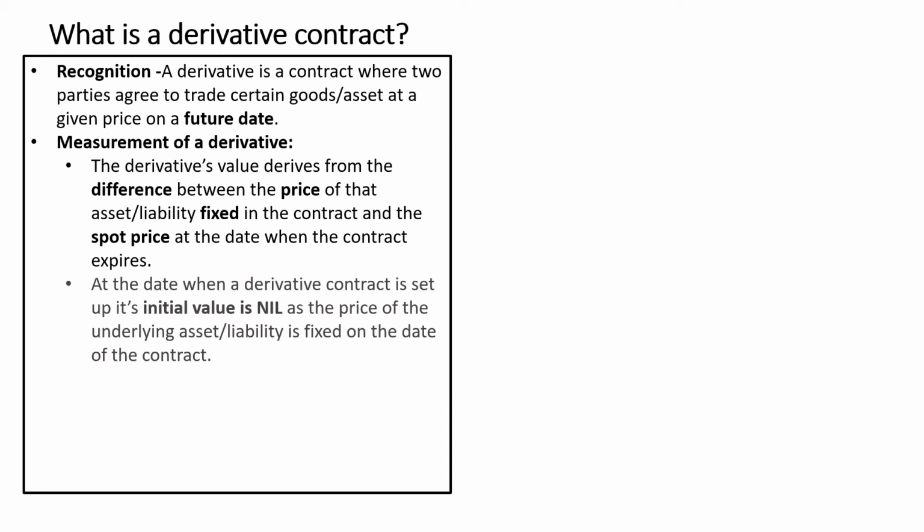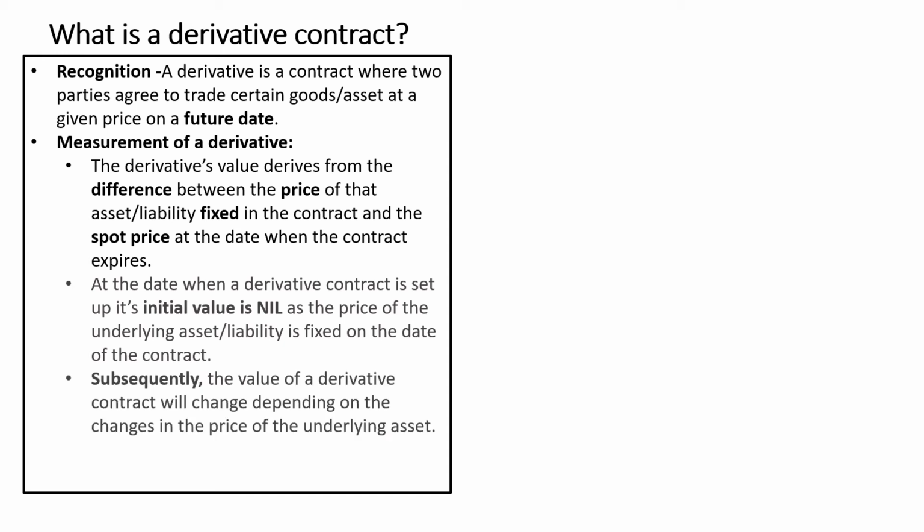At the date when a derivative contract is set up, its initial value is nil as the price of the underlying asset or liability is fixed on the date of the contract. Subsequently, or even on the settlement date, the value of a derivative contract will change depending on the changes in the price of the underlying asset. And on settlement date, a derivative contract is settled by the net payment or receipt of cash.